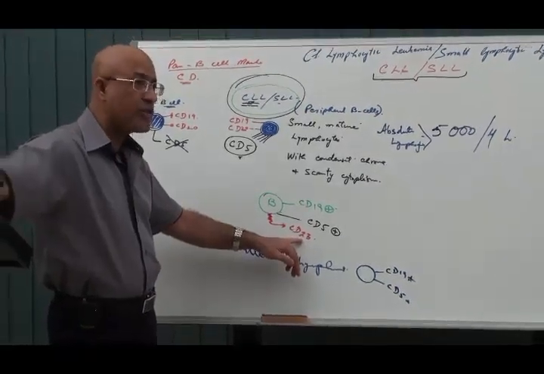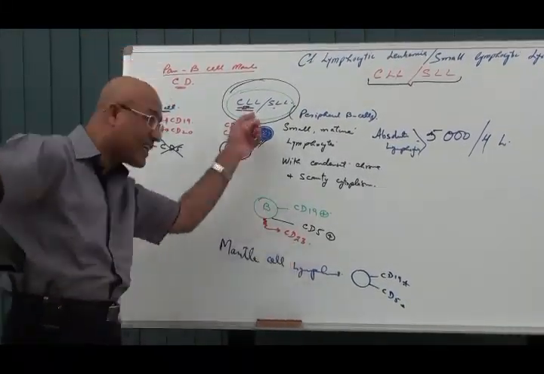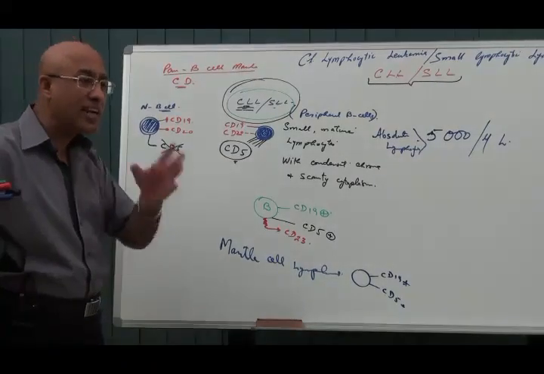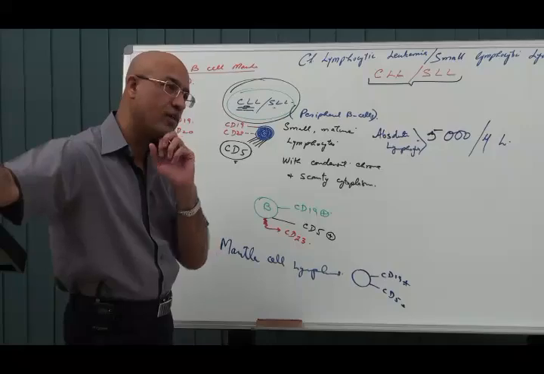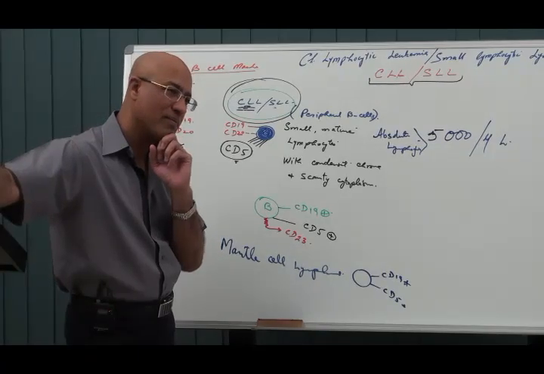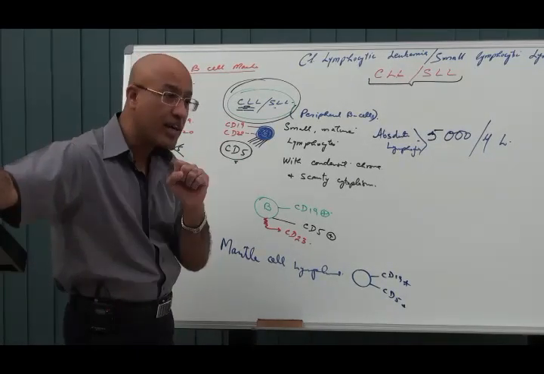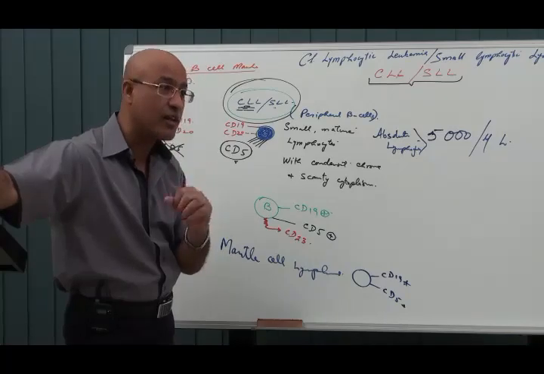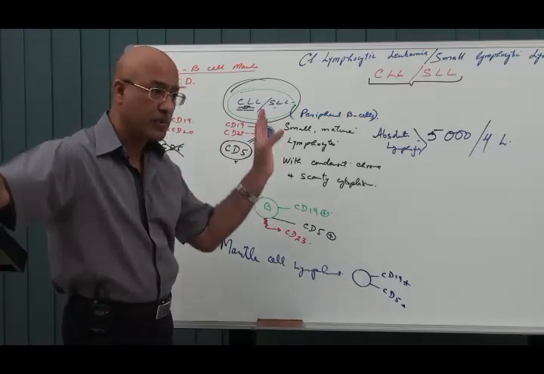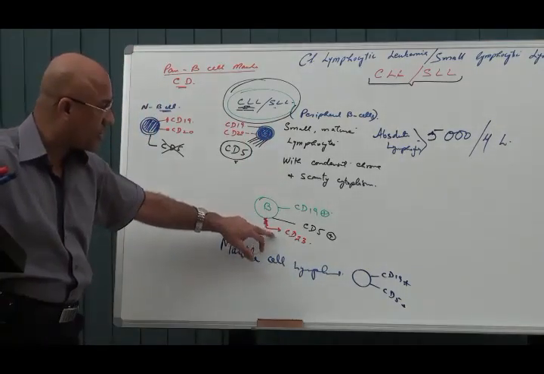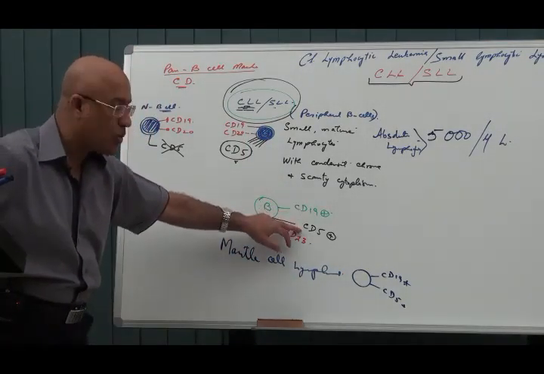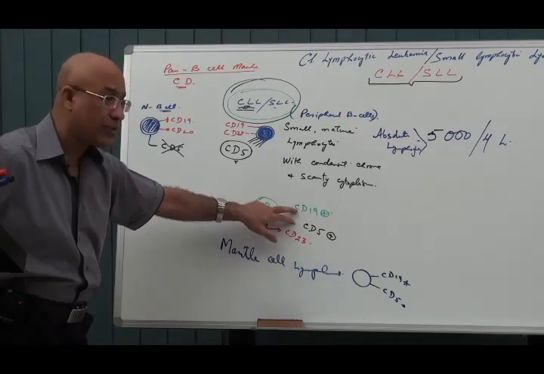Almost always present on leukemic B cells of this category. Because there are many other leukemias, like hairy cell leukemia, that are also B cell leukemias. B cell leukemias are many types. Right, the hairy cell, the Burkitt's lymphoma, similar conditions are there. But as far as this is concerned, CD19 and CD5 are required for diagnosis.